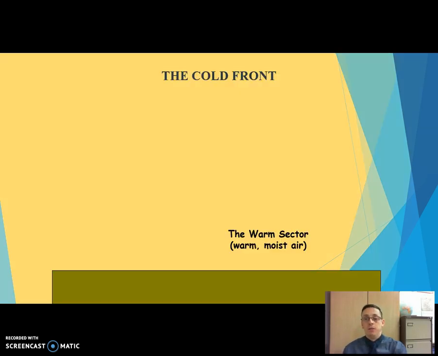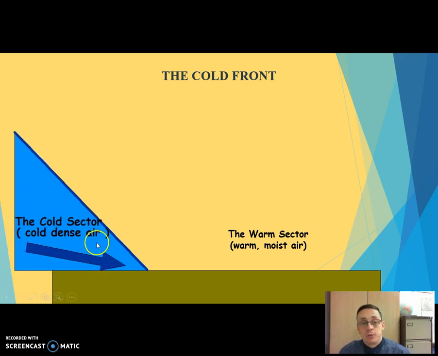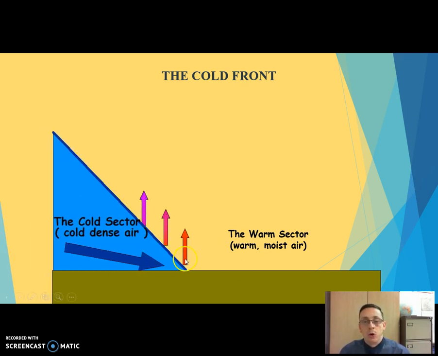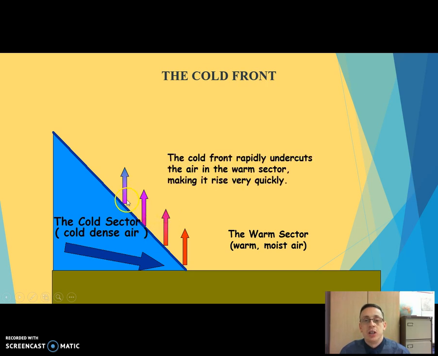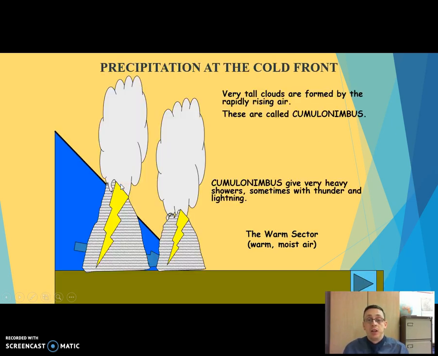So if we have a look again, here's my warm sector over at the right here, and let's bring my cold front in. It's coming in, it's moving quickly, it's undercutting this warm air, forcing it to rise. As it does so, it's rising rapidly, and that's going to make my clouds form. As my clouds form, let's say they're large cumulonimbus clouds, storm clouds, we're going to see heavy rain, possibly thunder and lightning. And that's what's going to happen along the cold front.